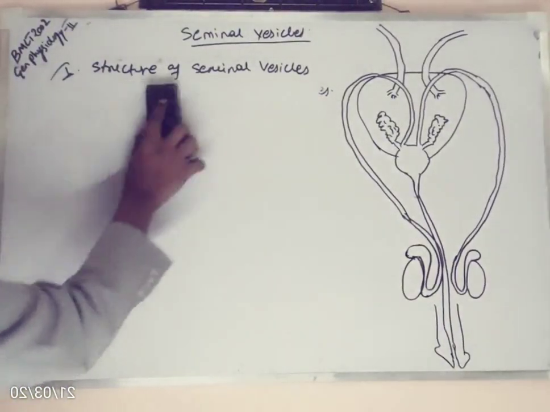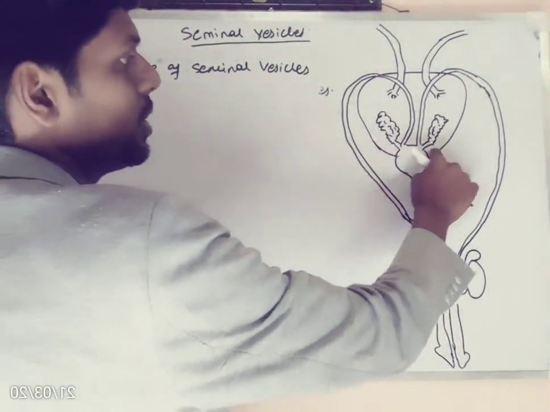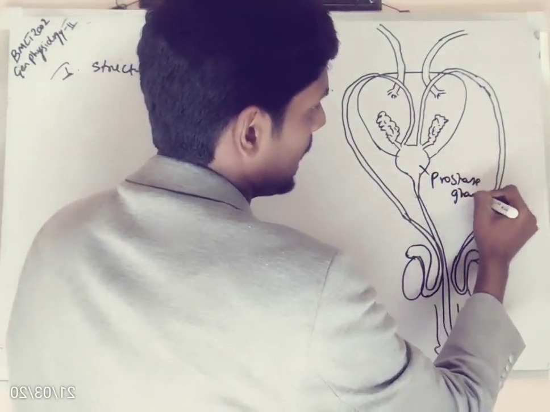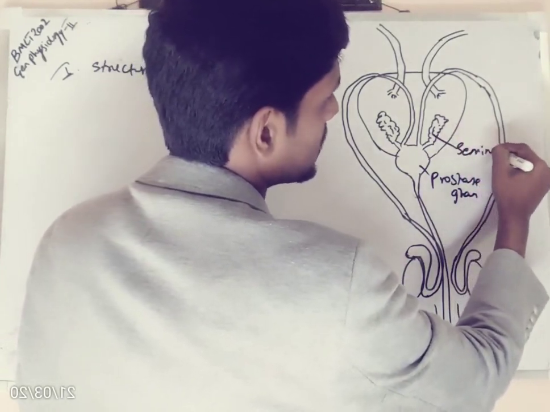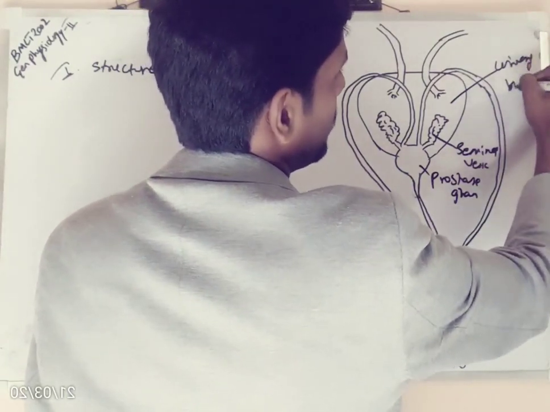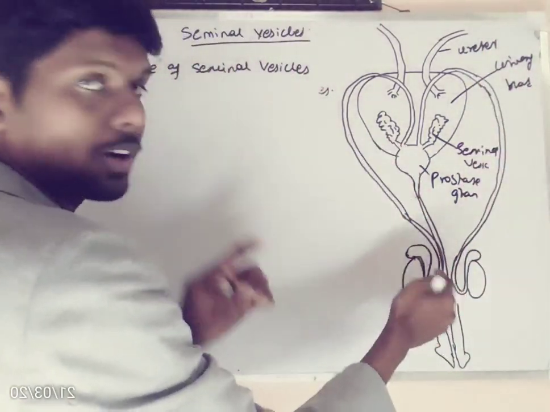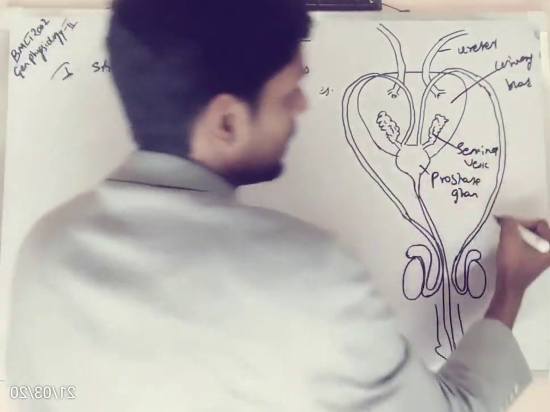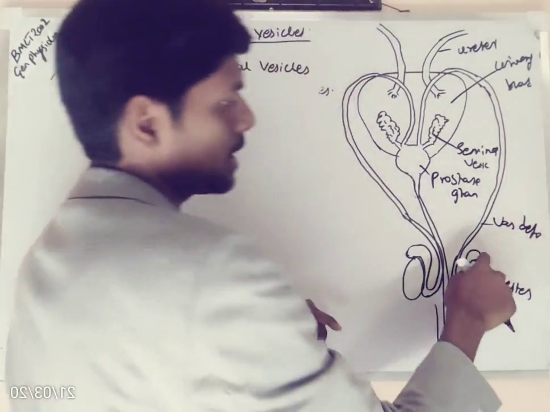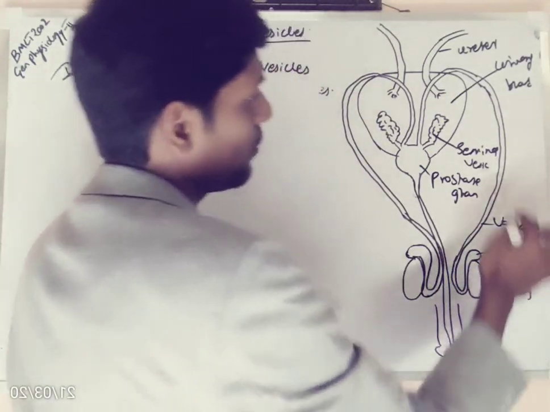Seminal vesicles are the paired glands which are located on either side of the prostate gland. This is the prostate gland, and these are seminal vesicles. This is the urinary bladder. I hope you know what this is. This is the ureter, and this elongated structure from the testis is called the vas deferens, and this is the testis. What is the structure present above the testis? Epididymis, right? Epididymis.